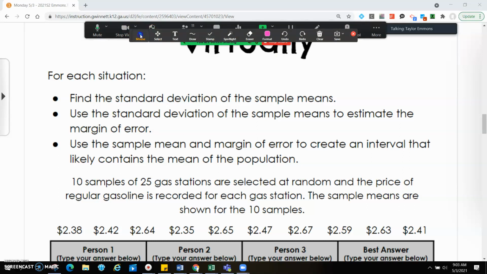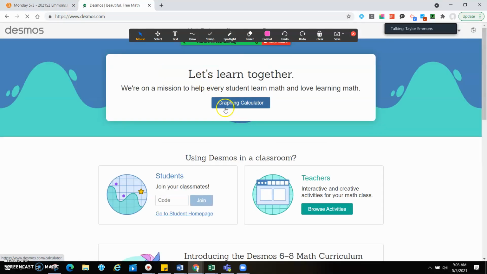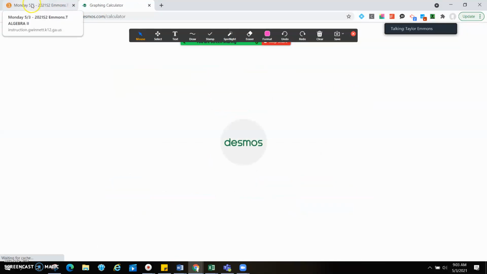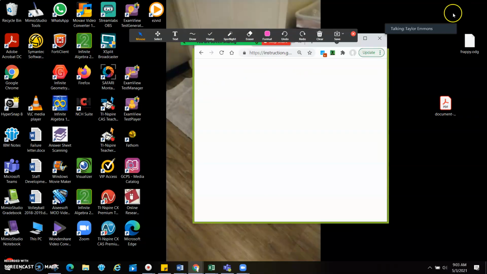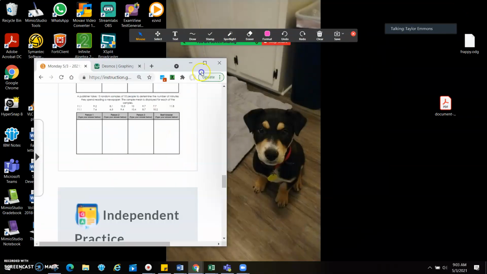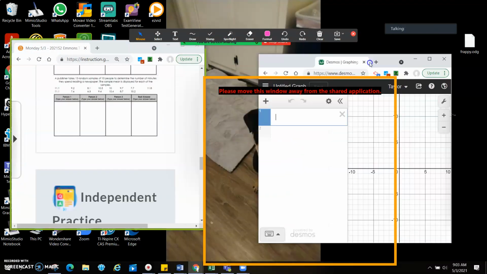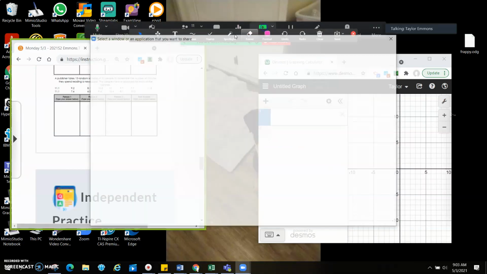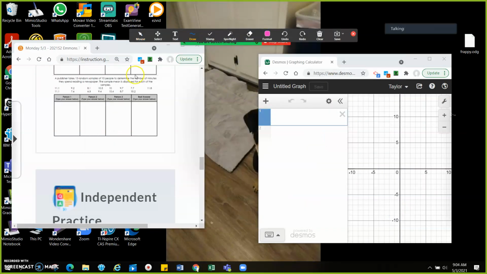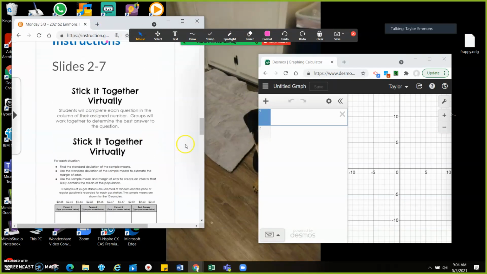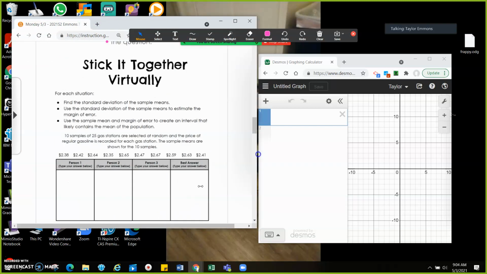Okay, so what we're going to do is we're going to open up a Desmos. We're going to open up the Desmos graphing calculator, and we're going to insert these numbers into this Desmos graphing calculator. So if you're at home, I would definitely try this on your own. And I'm going to split my screen really quick. Okay, so I would try this on your own. So I would open up a Desmos tab.